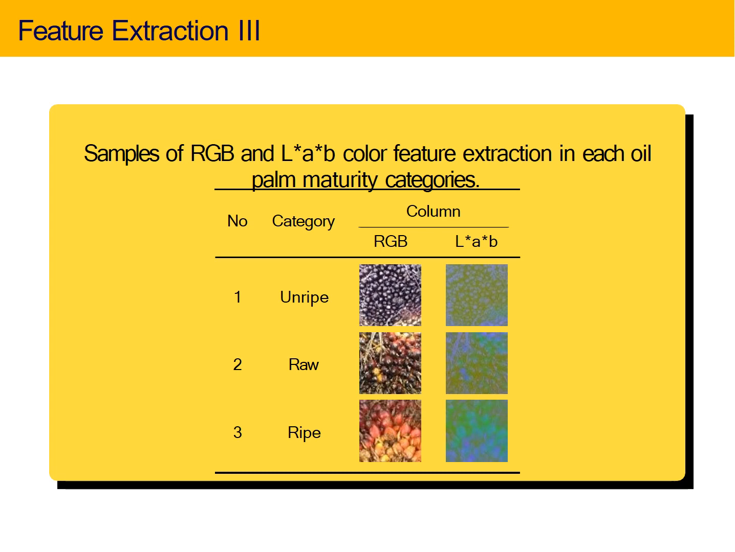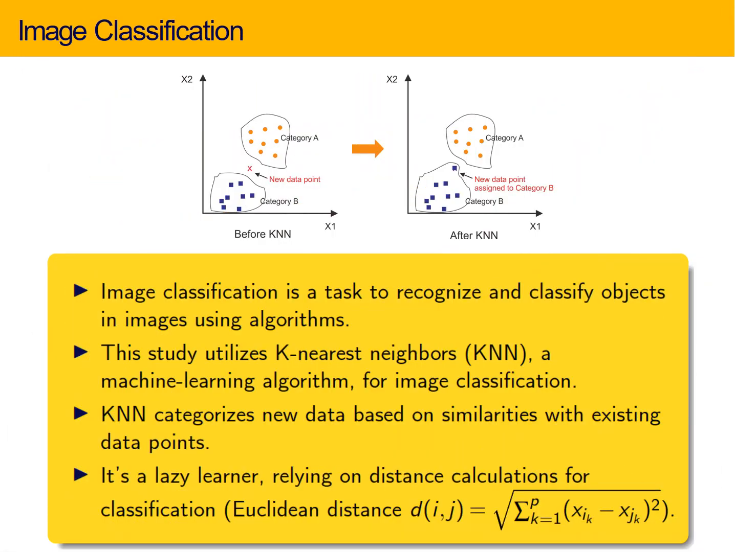On the other hand, the LAB color model offers the perceptually uniform color space, which enhances the accuracy of feature extraction and classification for oil palm maturity levels. By analyzing these color features, we can better distinguish between different maturity categories, which is crucial for accurately classifying the quality of the palm oil. Image classification is a fundamental task in the field of computer vision that aims to recognize and categorize objects present in images using various algorithms.